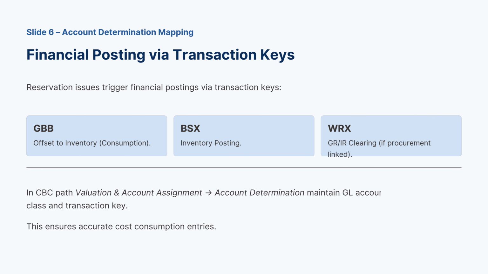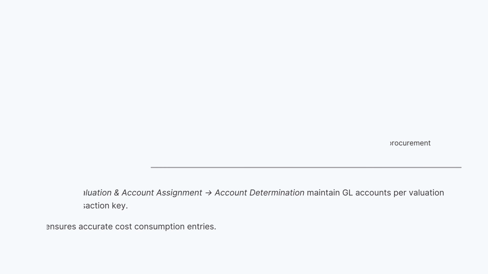Account determination mapping. Every reservation posting that issues material to an order or cost center affects financial accounts. In CBC, navigate to Valuation and Account Assignment, Account Determination. Here you maintain GL accounts by valuation class and transaction key. Typical keys include BSX for inventory, GBB for consumption, and WRX for GRIR clearing. This mapping ensures that each material issue posts to the correct expense or asset account.